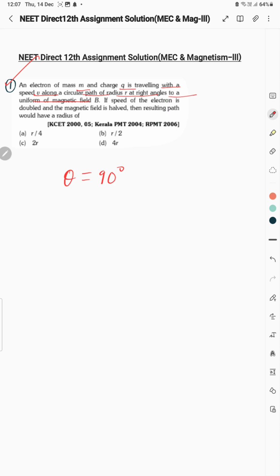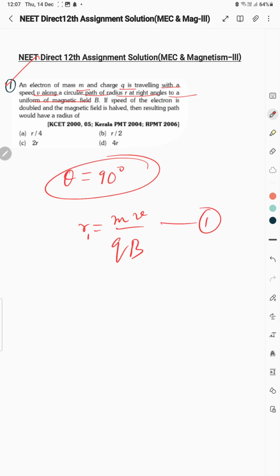If the speed of the electron is doubled, well, before I start the solution, let me write that the radius is given by mv by qB. This is a standard formula for the radius of a circular path. Call it number 1, or say this is r1. Now you have to double the speed, so m into 2v. The field is halved; the charge remains the same but the field is halved.